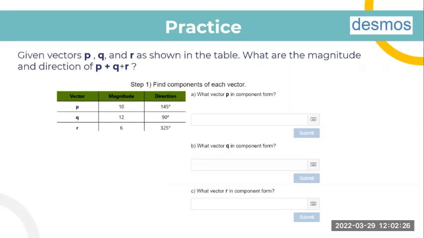Exactly, Nathan. It's the exact same process. Now we just have an additional vector. All right, can I get 3 volunteers to annotate on the screen? What is vector P, vector Q, and vector R in component form? Where are my volunteers? Haley, if you could do P. Maya, if you could do Q, and John, if you could do R.